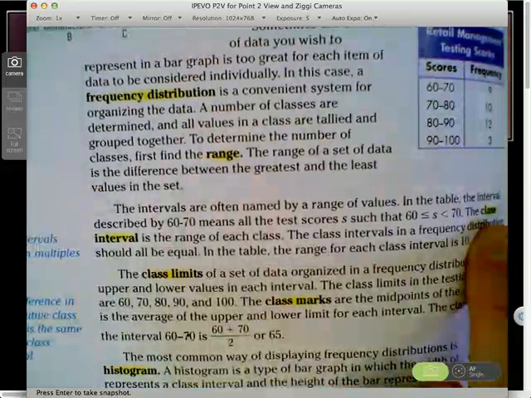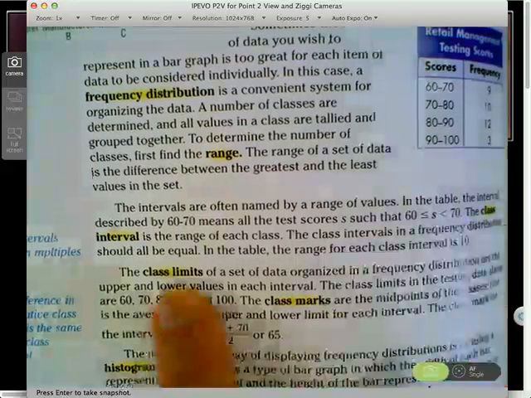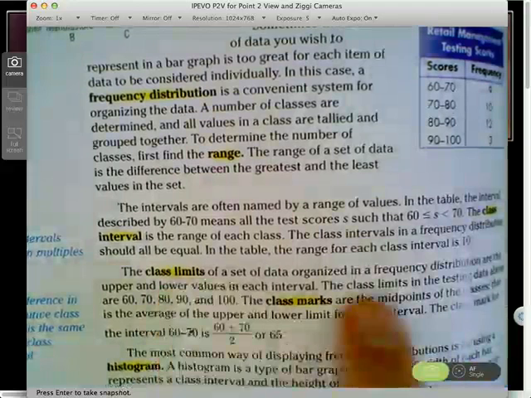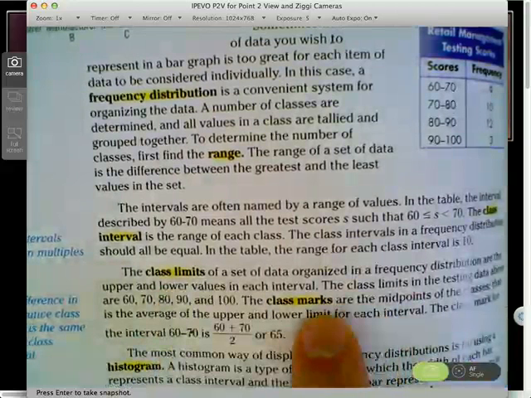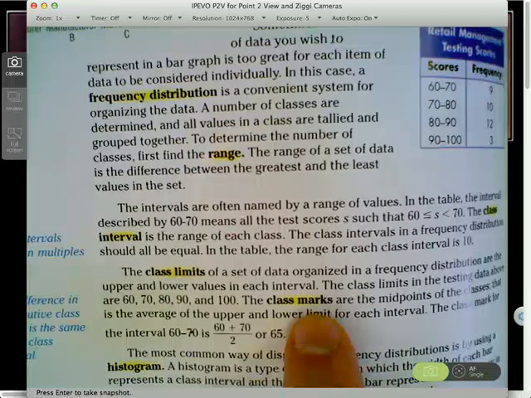So we've had 3 vocab words that are all similar. Class interval is the range of a class. The class limits are the boundaries of the class. The class mark, M, would make me think midpoint.